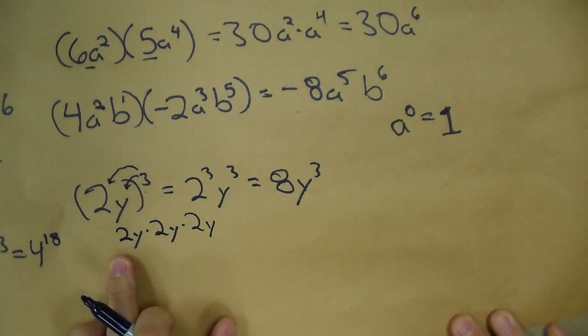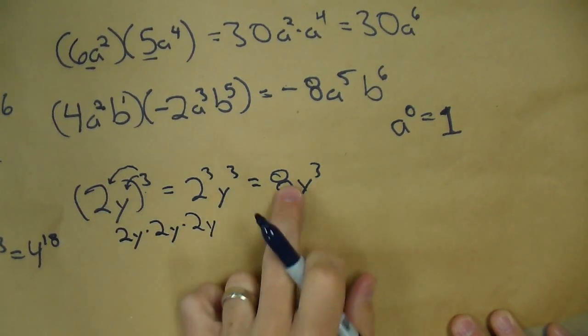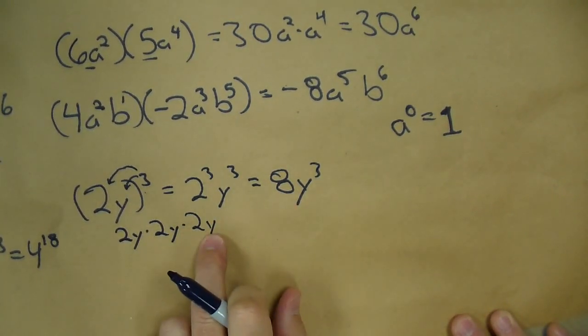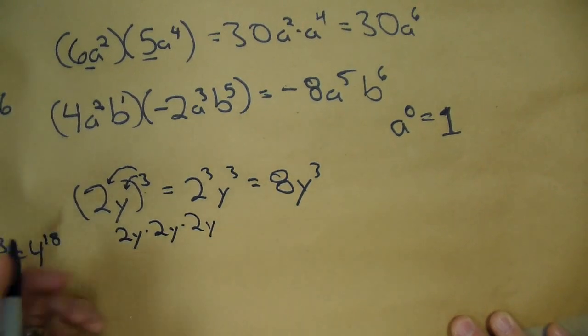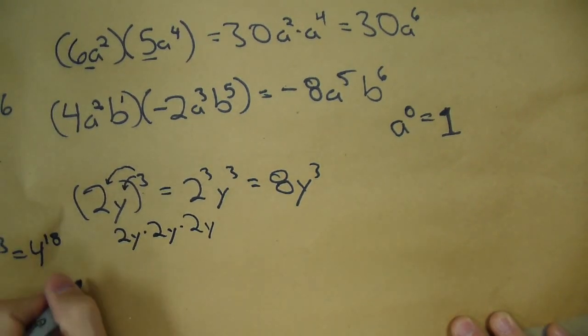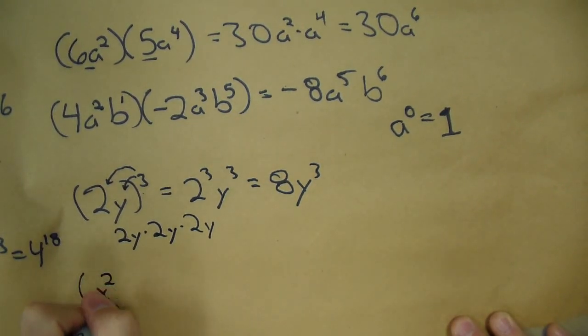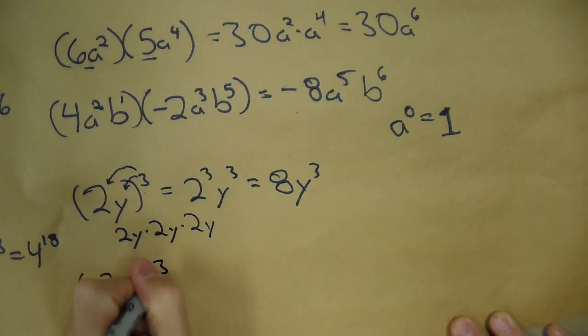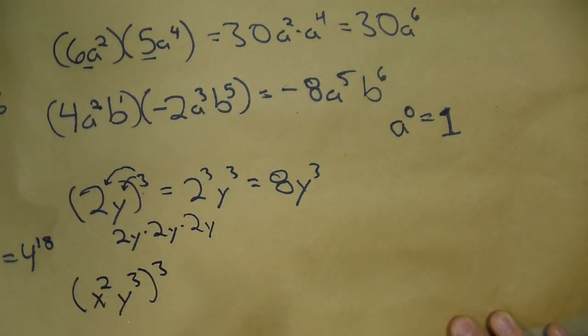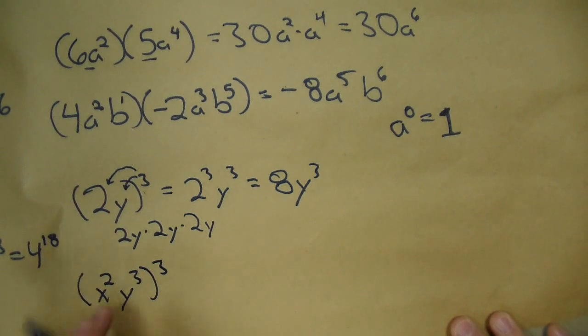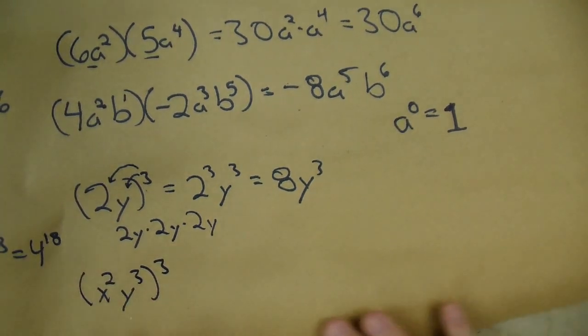If I have 3 of them and wrote them all out, 2 times 2 times 2 is 8. 1, 2, 3 y's is y to the 3rd. Now let's add a little more along that idea and go x squared y to the third. So now it's like saying I have 3 sets of these. So let's write the long way out.